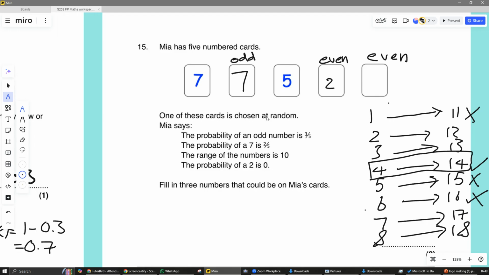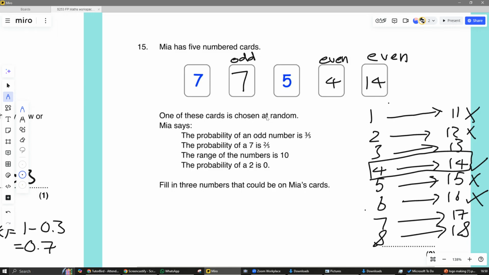2 and 12 would be a range of 10, but we can't have that because the next one, which says the probability of there being a 2 is 0. So in other words, there's no 2's. So it can't have that one. 3 and 13, that would give us a range of 10, but they're both odd numbers, not even, so that can't work either. 4 and 14 does work. They're both even. And the lowest number out of all 5 is a 4. The highest number is a 14, so it has a range of 10, and there's no 2's.